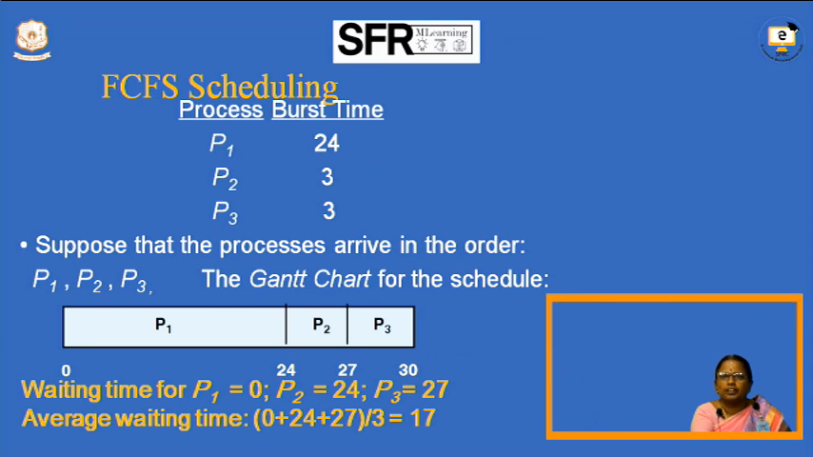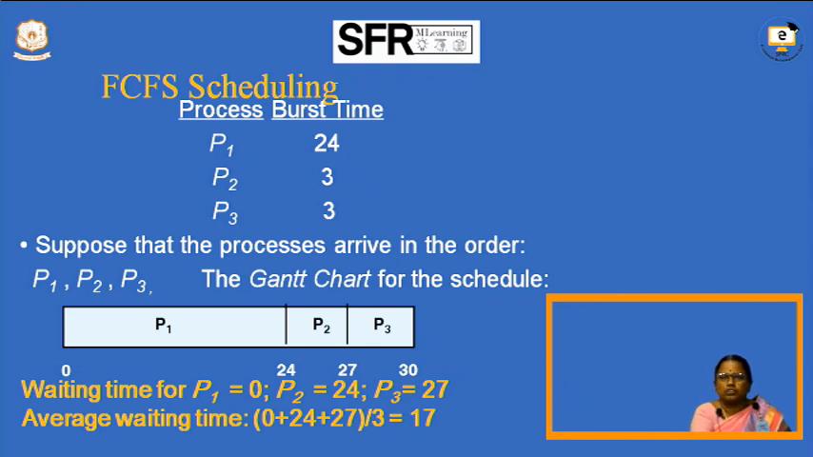So, P2 will enter into the CPU and it will be allocated, and execution will be over at time t equal to 24 plus 3, which is 27. And P3 will again take 3 units of time. So, 27 plus 3 equals 30, and at time t equal to 30 all the 3 processes will complete their execution.